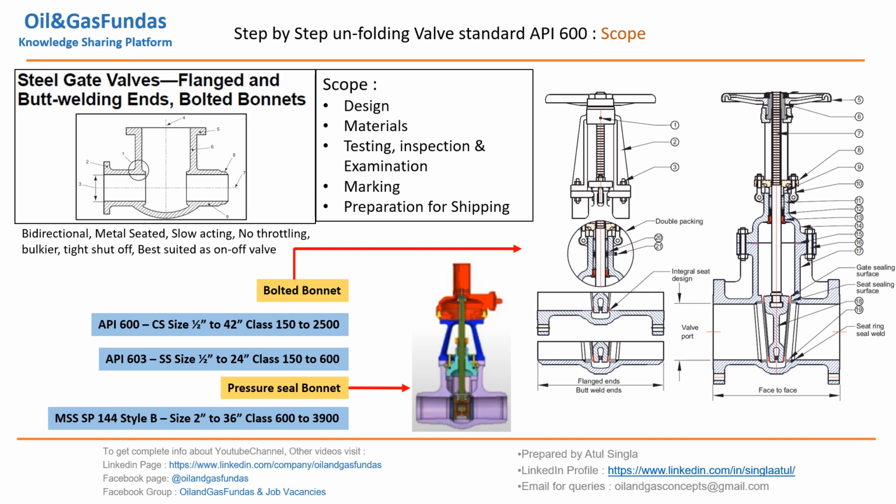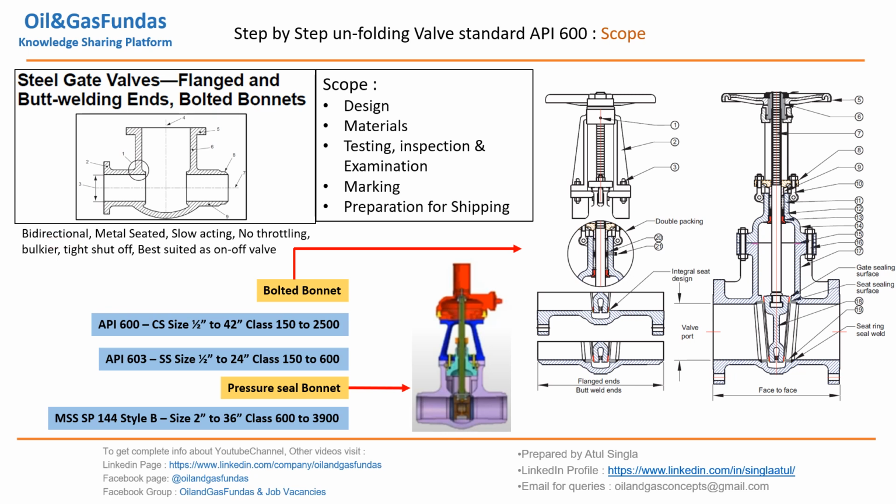So let us start our discussion on API 600 with the scope. What scope is covered in this standard? Let us first look into the name of the standard: Steel gate valves, flanged, butt welding ends, bolted bonnets. If you see, this is flanged ends, welded ends, and bolted bonnet. So this is the total scope actually which we are going to cover. This type of design is covered in this standard. So what other things is it going to cover? Design, materials, testing, inspection and examination, marking, preparation for shipping. So this is the total scope which is covered in API 600.